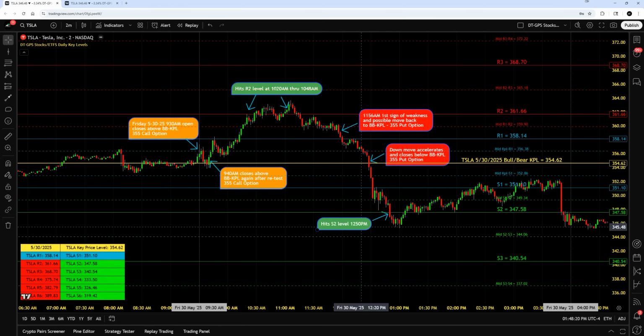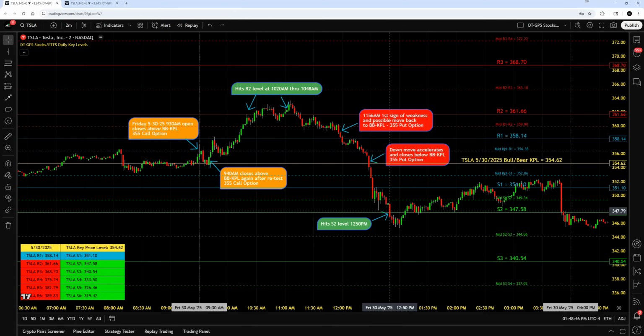And as you can see here later at 12:50 p.m., this entry here was at 12:28, so 22 minutes later we have it hitting the S2 level here at 12:50 p.m., and then we have a drop down below here. So this would have been where you would have gotten out at the S2, 347.58, around 12:50 p.m.